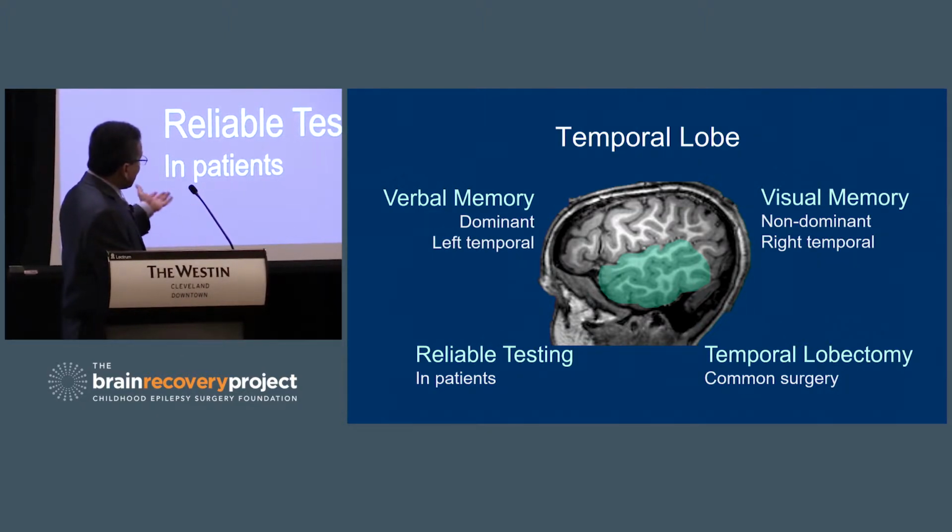And also we have reliable testing in patients, especially patients who are verbal as well as in older patients. And temporal lobectomy is probably the commonest surgery done in many of the centers. So that's one of the reasons why we have a lot more data available on this.